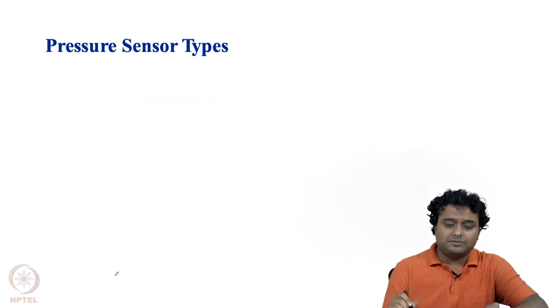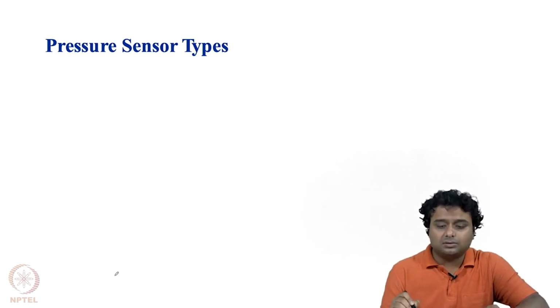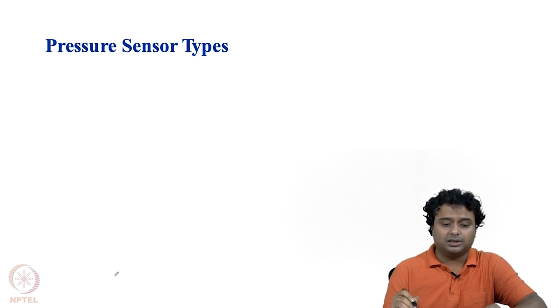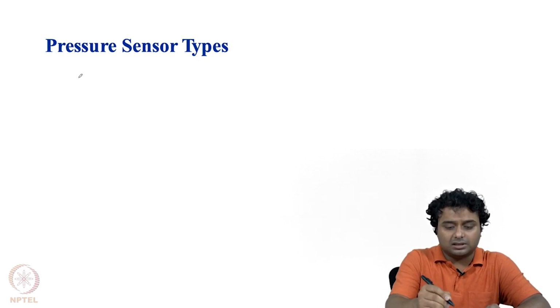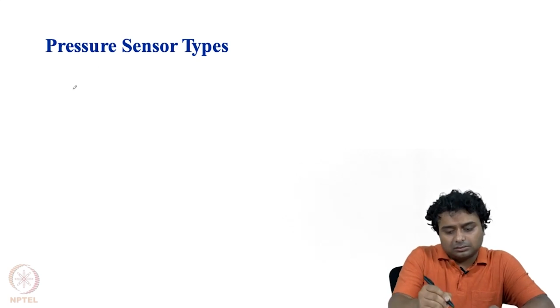What are the different types of pressure sensors? We know that a pressure sensor measures the pressure of a gas or a liquid in a chamber, whatever our requirement is. Now, what are the different kinds of pressure sensors? The first type is the absolute pressure sensor.